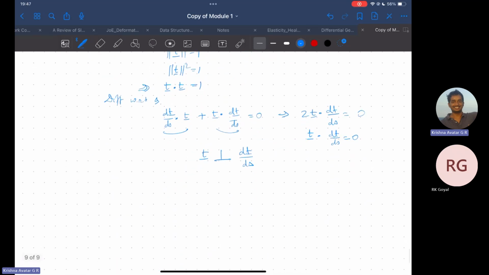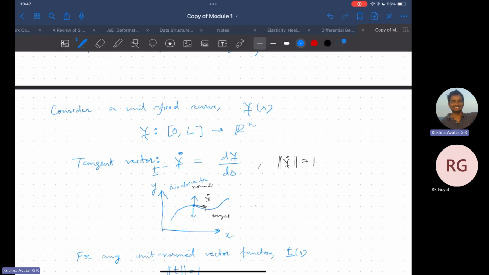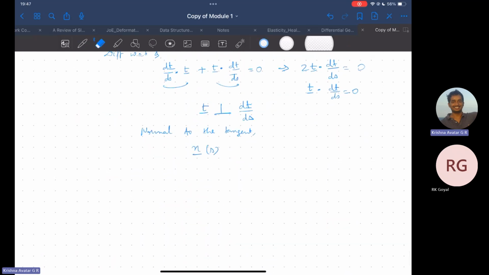But what we know is that the normal to the tangent, let's call it n vector of s, and the tangent vector we can also call t vector. At least we can say that it is parallel to dt vector by ds. This at least we can say. Since this is parallel, we can write n vector of s is equal to some multiple, say alpha, of dt vector by ds. This alpha can be either greater than 0 or less than 0. We can have any possibility.